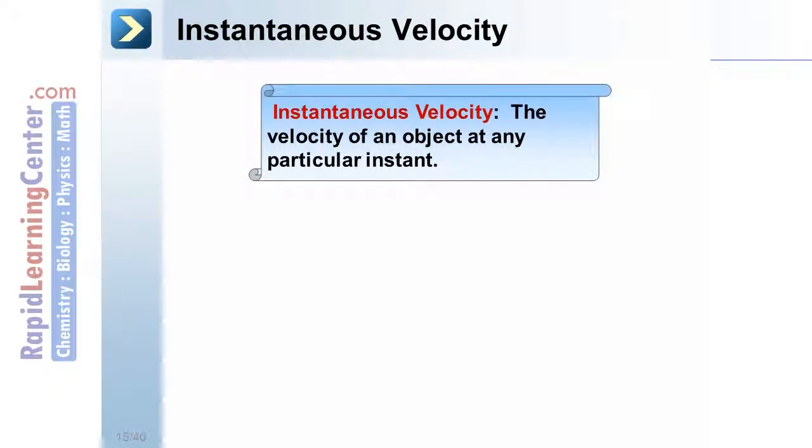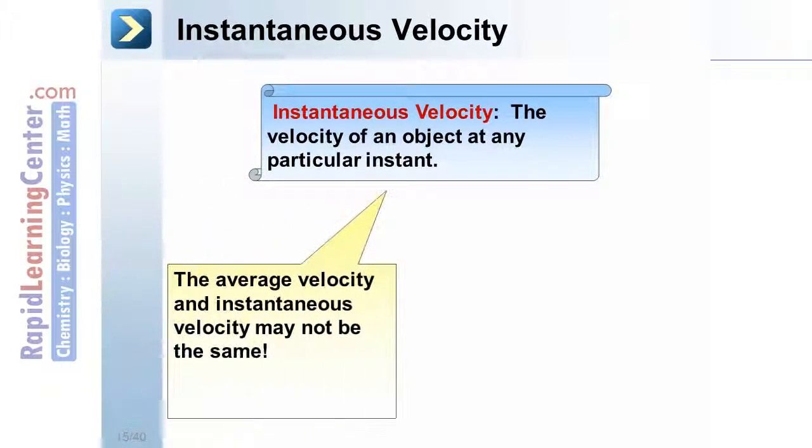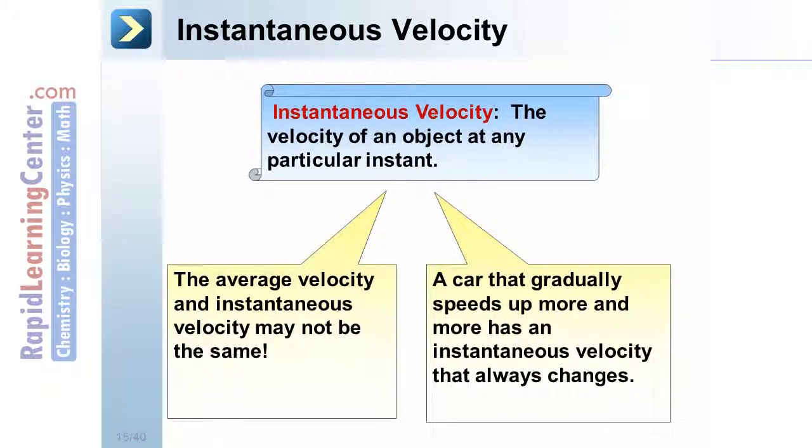Instantaneous velocity, the speed of an object at any particular instant in time. The average speed and instantaneous speed may not necessarily be the same. For example, a car that gradually speeds up more and more has an instantaneous speed that's always changing.